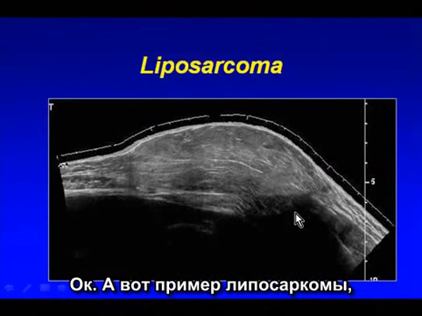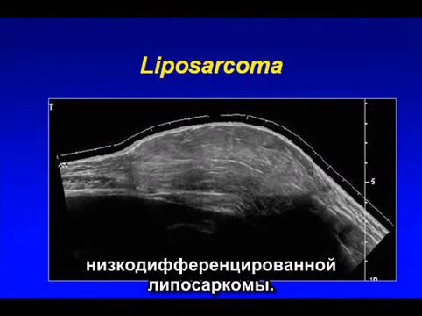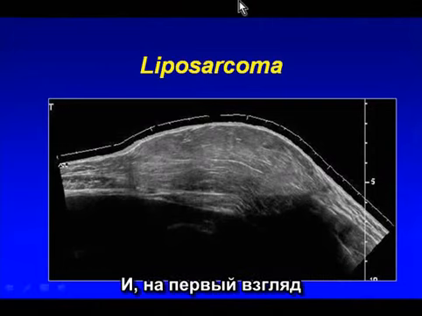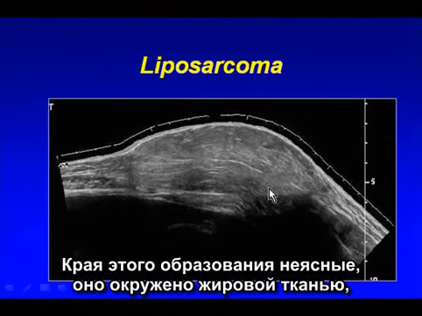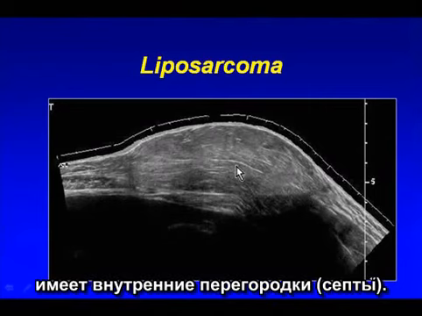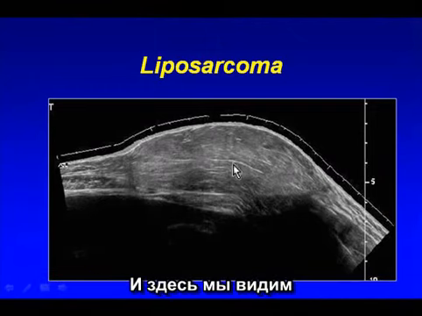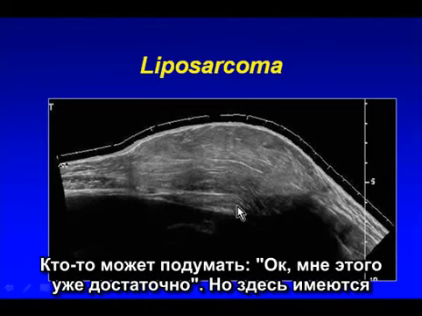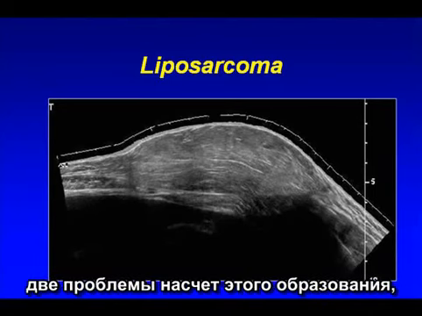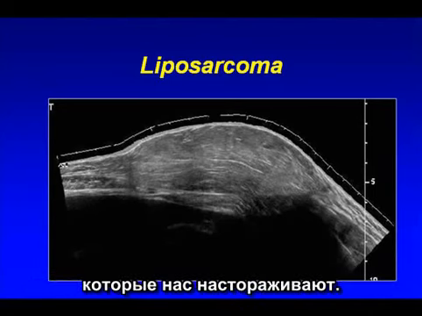Okay, now here's an example of a liposarcoma, a low-grade liposarcoma. And at first glance, this looks exactly like the lipomas I've shown you. Its margins kind of blur with the surrounding fat. It has some septations within it. And it has areas of hypo and hyperechoic tissue. So one might think, okay, that's fine. But there were two problems about this that made me worry about it.